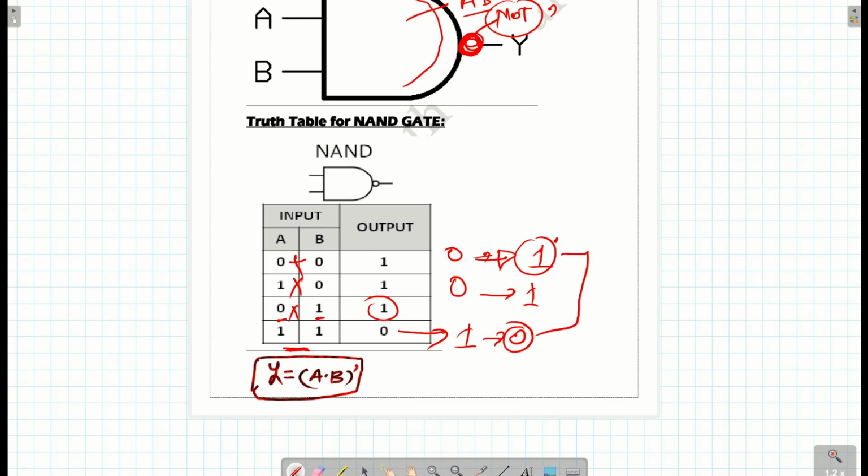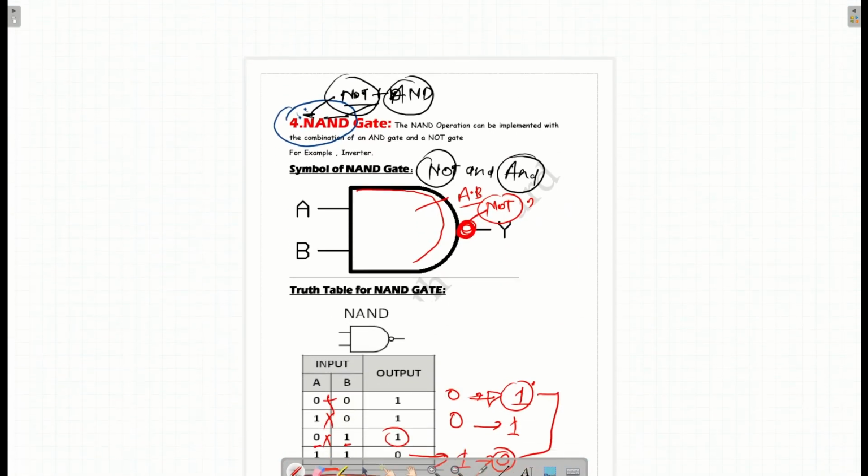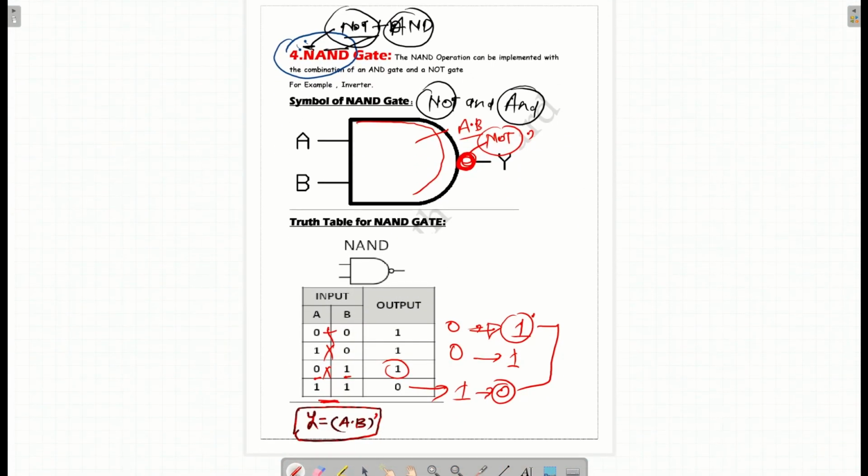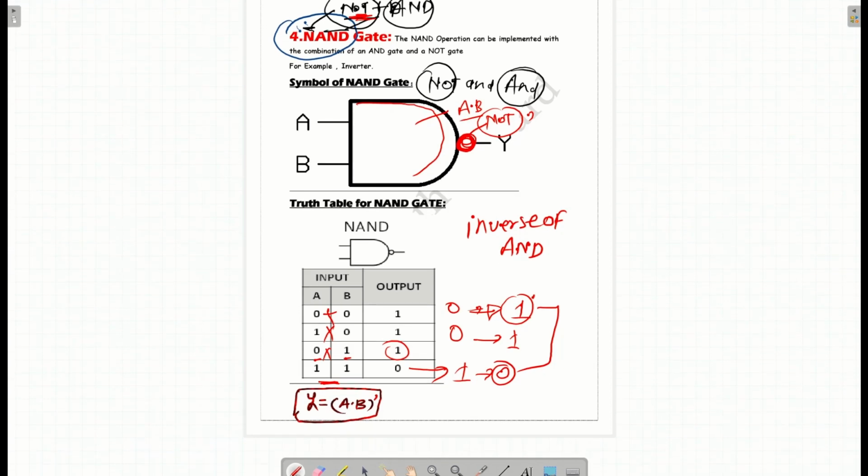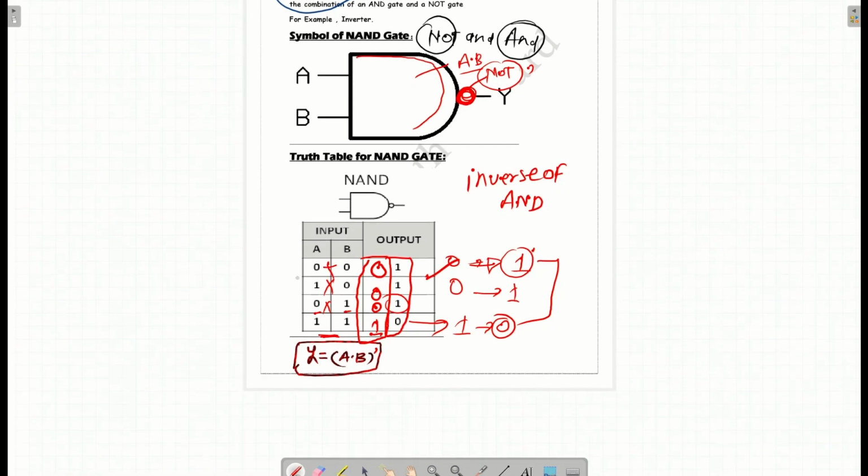And you can simply say that this NAND gate is the inverse of AND gate because of NOT. So NAND gate is basically the inverse of AND gate. We get here what? 0 0 0 1 in AND gate. But here it is 1 1 1 0. So this is called NAND gate.